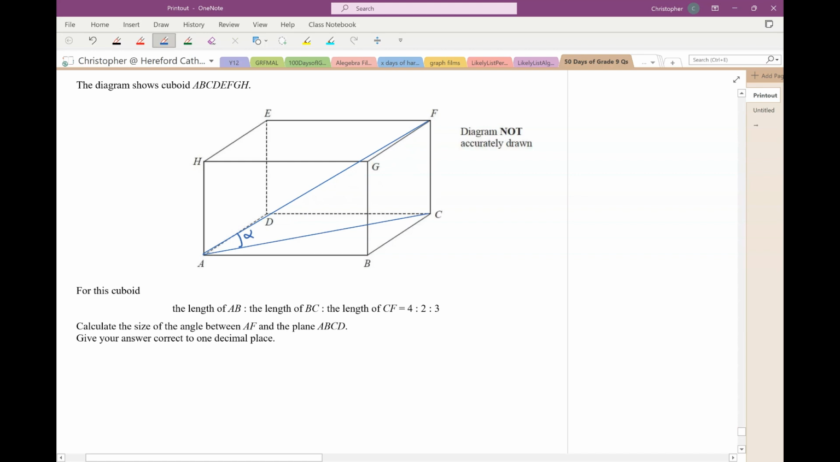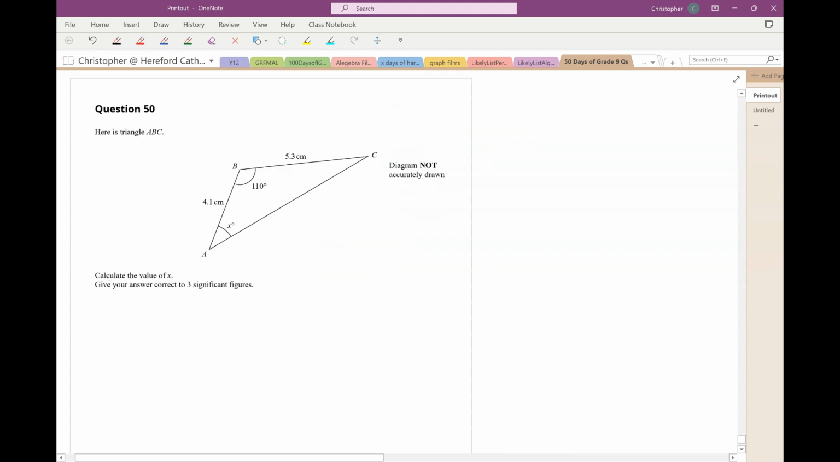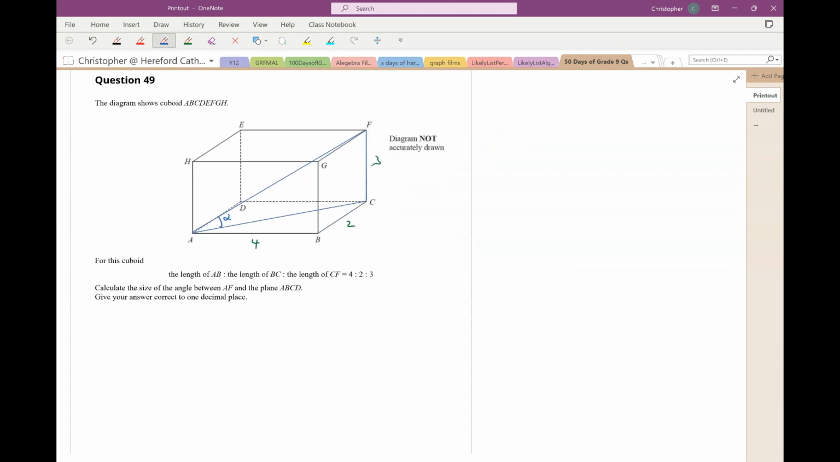Now I'm being asked the angle, but I'm only given the ratios of the sides. But I might as well take those as the side lengths, because if I know the ratios of the sides, then any triangle will have the same angle if the sides are in that ratio. So the length of AB is 4. The length of BC is 2, and the length of CF is 3. Okay, well, I'd really like to be dealing with this blue triangle here. Let's draw that blue triangle. Here it is. So it goes from A to C and then up to F, with a right angle at C.